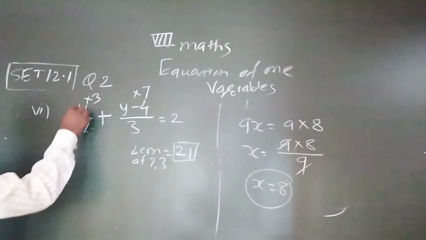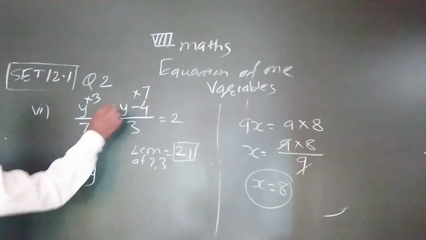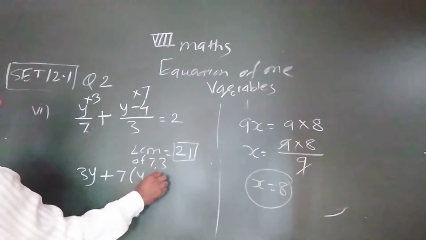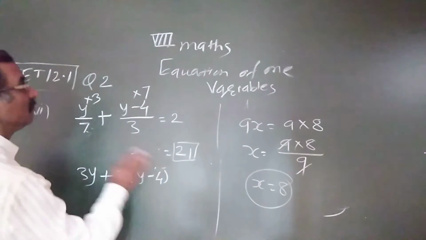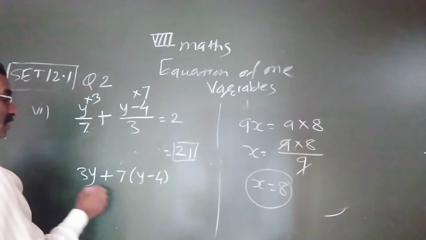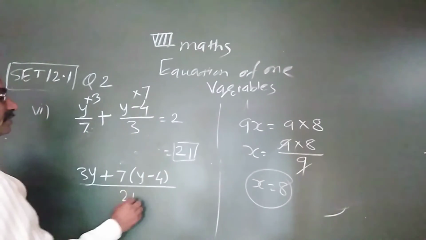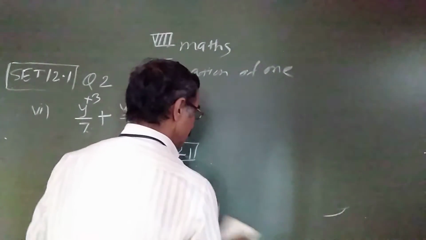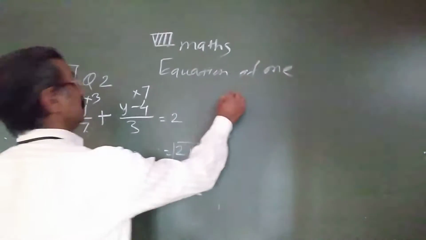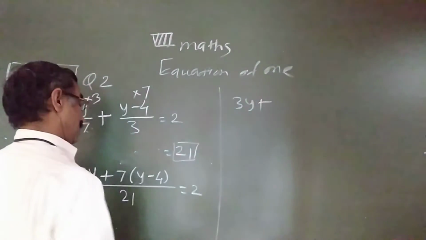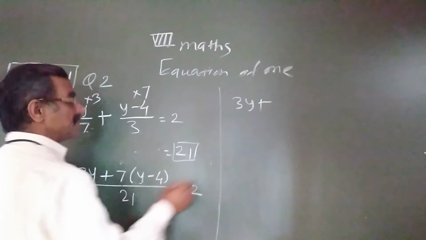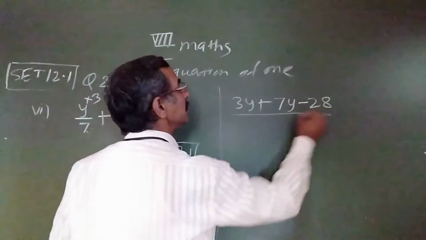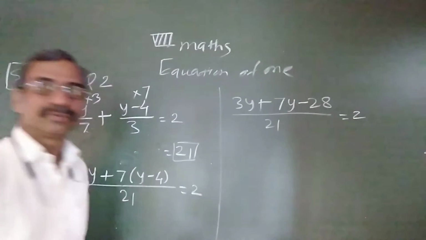So it is 3 into 1, 3y, plus 7 in a bracket, because there are two terms, (y - 4), divided by the LCM 21, is equal to 2. Then we solve the bracket. 3y remains as it is. The 7 multiplies both terms: 7 into y is 7y, and 7 into 4 is 28, divided by 21 is equal to 2.